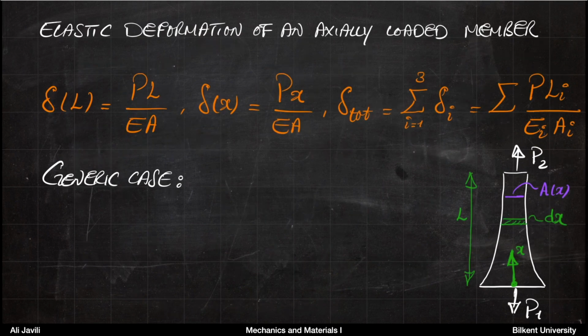Okay, so we know what is delta for the length L. We know what is the delta at a height x, and we know what is a total displacement of a material or of a specimen that is made of different sections. So equipped with that, now we want to look at this generic case. So let's say you have this generic case, you have a specimen that has forces acting on it, P1 and P2.